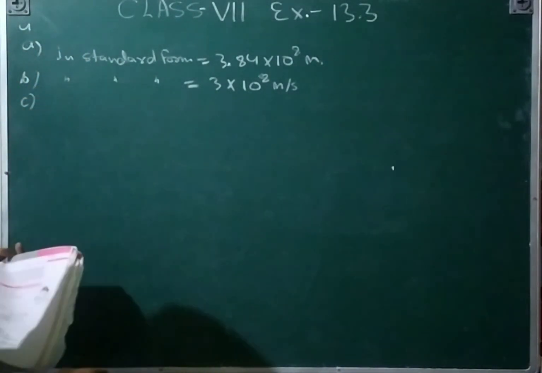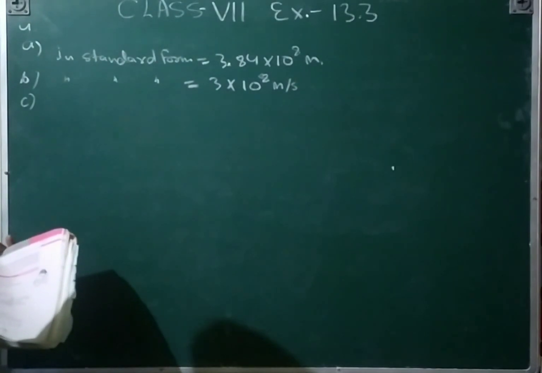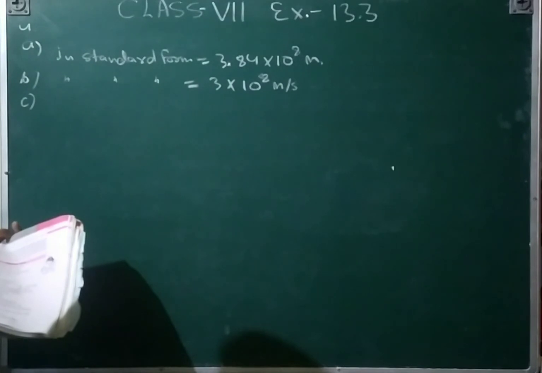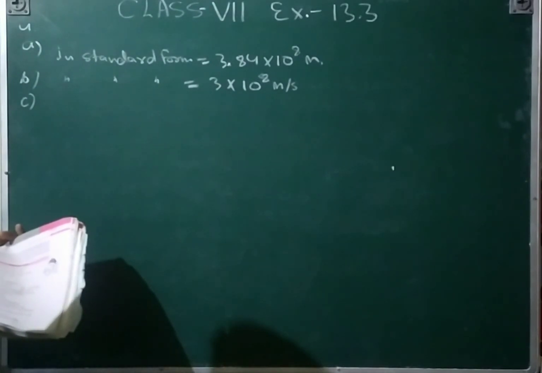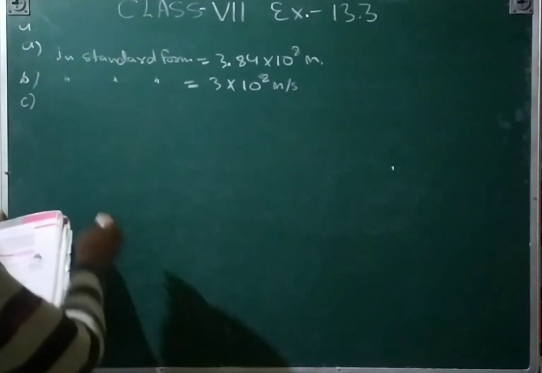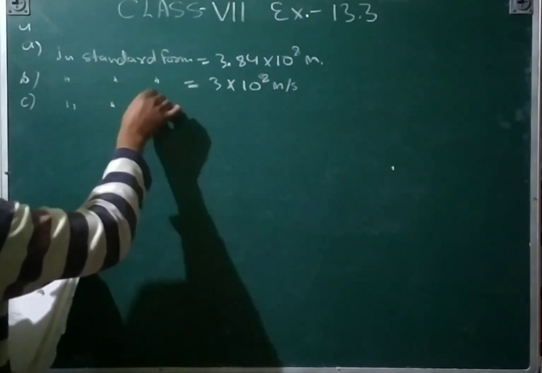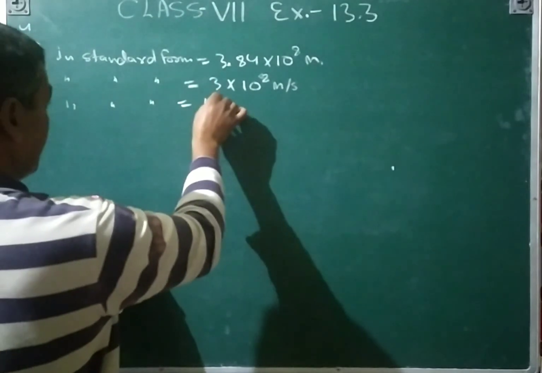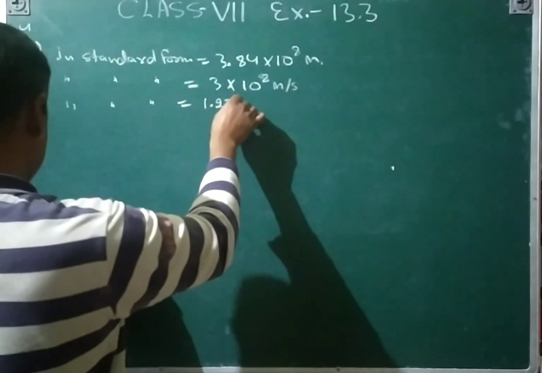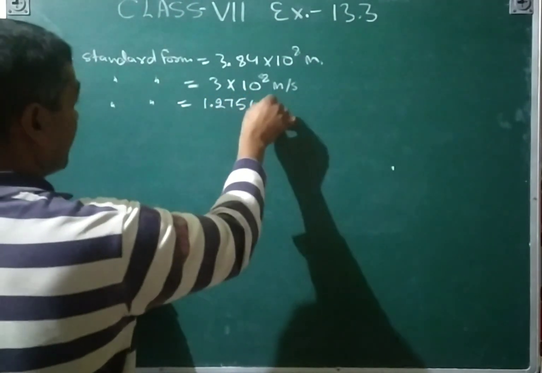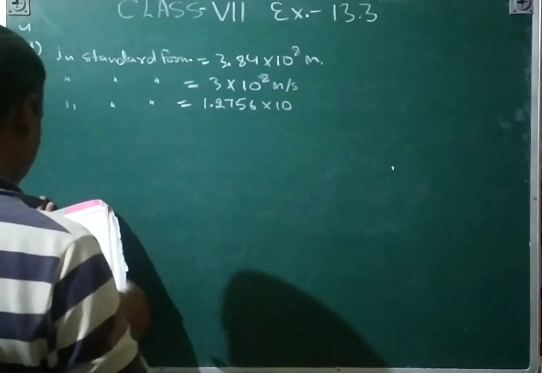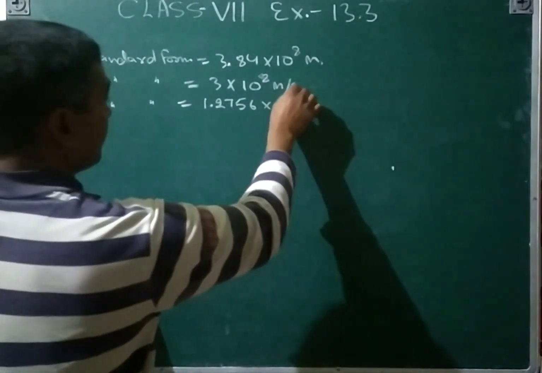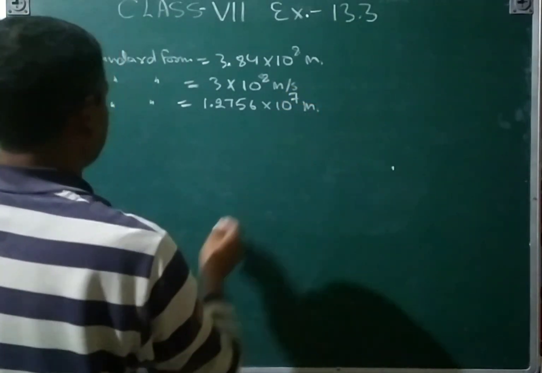C part, the diameter of earth is 1 crore 27 lakh 56,000 meter. So in standard form, that will be 1 decimal 2756 multiply 10, and then after counting 3 4 5 6 7, the power will become 7, and then meter.